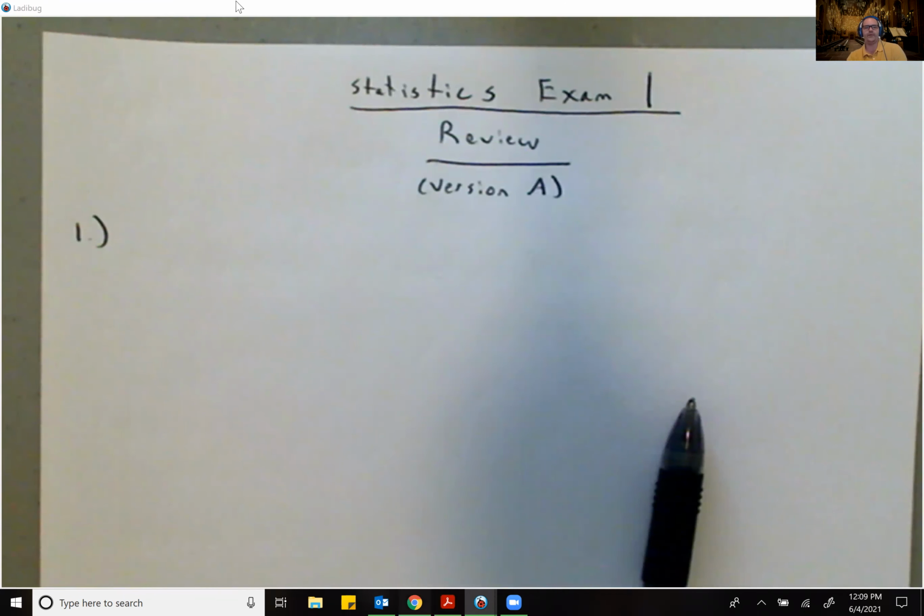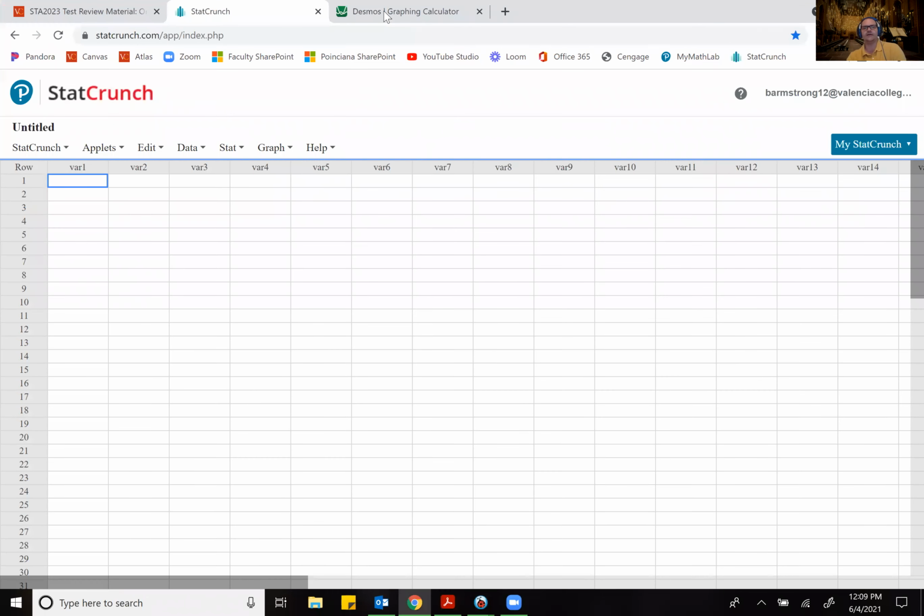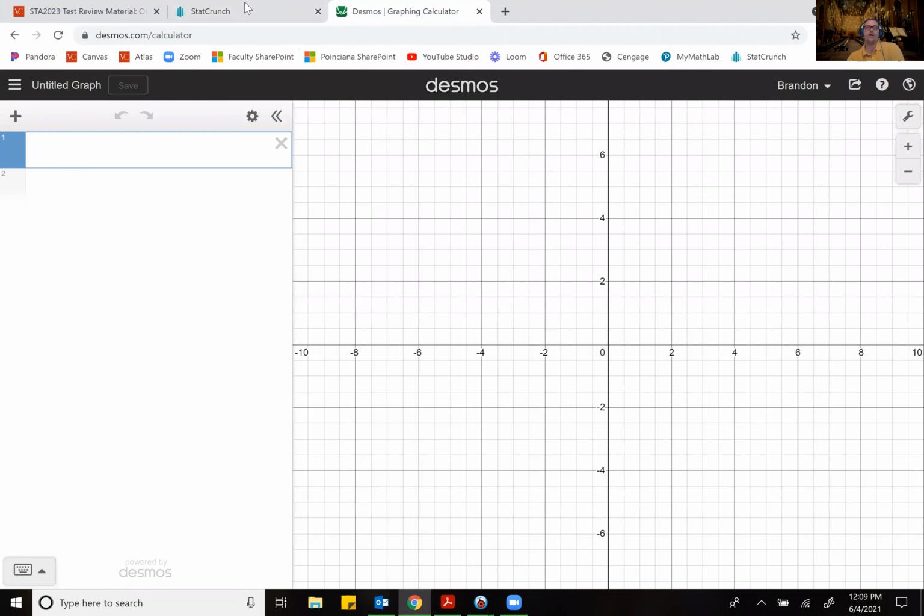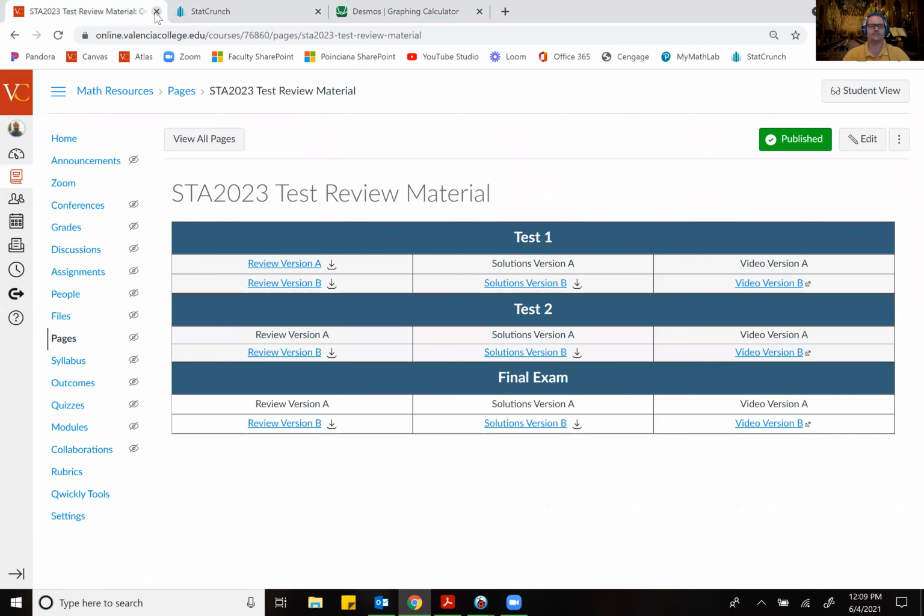I also have StatCrunch and Desmos open, both of which I allow on my exams. For other professors, you want to make sure about the Desmos, if they allow that or not. But StatCrunch should be available on all statistical exams for you. And you open it up the same way that you open up StatCrunch from assignments and quizzes. It is no different. With that being said, let's get this party started.